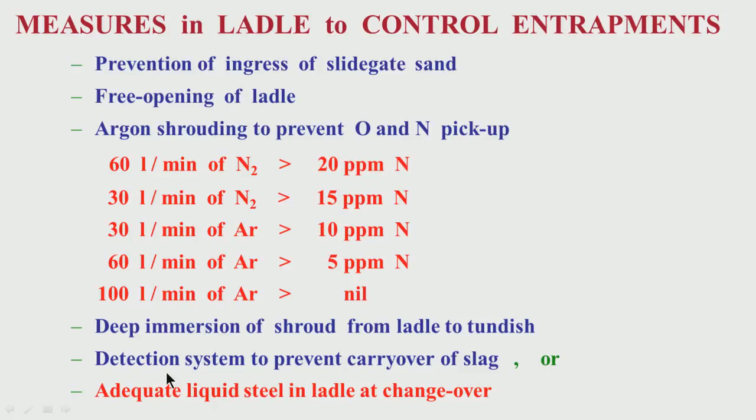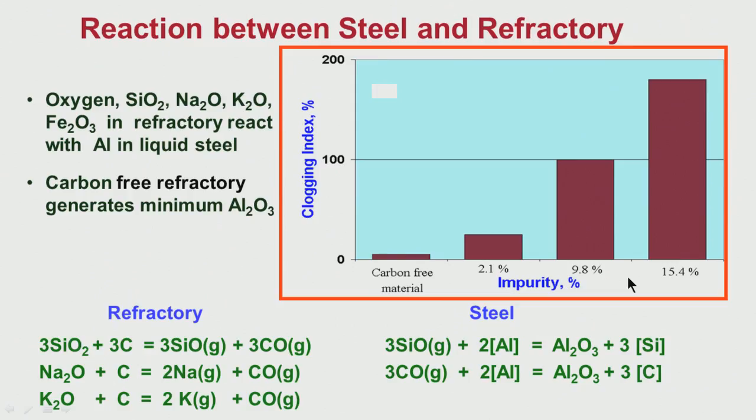When you do not have this detection system, then what do you do? You allow some amount of liquid steel in the ladle at changeover. So, there will be some loss of liquid steel, because it is a good liquid steel. We have done a lot of secondary refining attempts to make the liquid steel clean. So, we want the whole amount of liquid steel to come into the tundish, but we do not want slag to come into the tundish. So, to prevent the slag, there has to be a detection system. If there is no detection system, then you keep some amount of liquid steel in the ladle at changeover, so that no slag finally comes to the tundish.